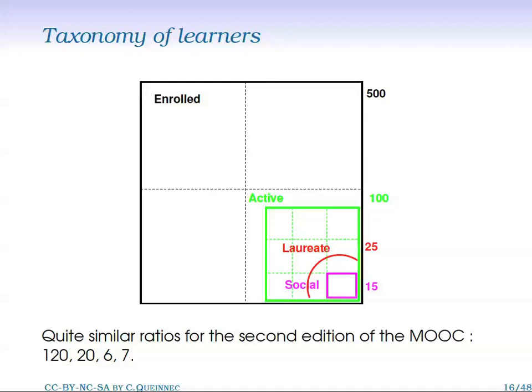If you look at the people that interact on the forum, you have a 1 to 6 or 1 to 7 ratio still. Because most people, in fact, look at the forum, but the number of people that really interact, that post things in the forum, is quite few. And here are the laureates, that is the number of people that succeed the exercise at the end, or the examination, or the certification, whatever. And you have a little more than the number of social interactors. And for the second edition, we have quite the same. We start from a lower number, but we still have the same kind of thing.